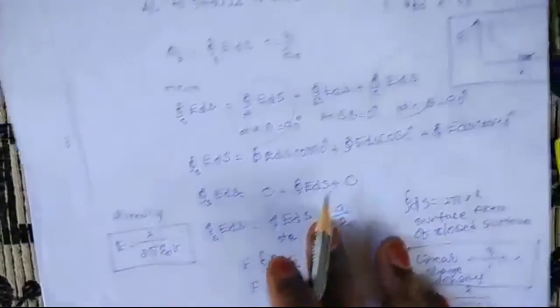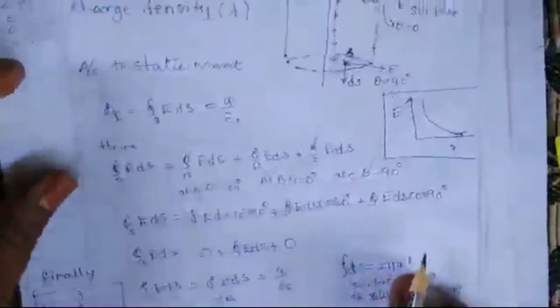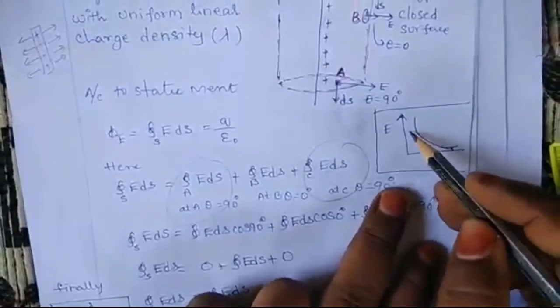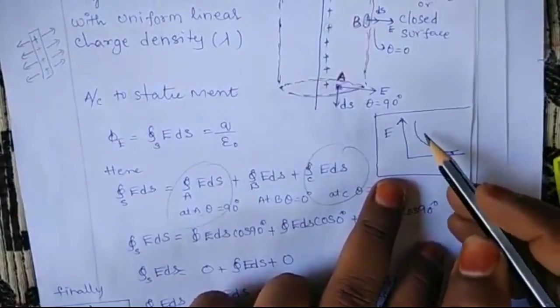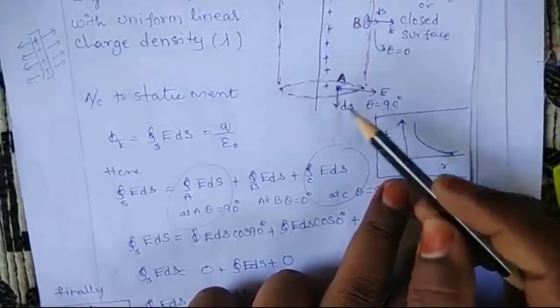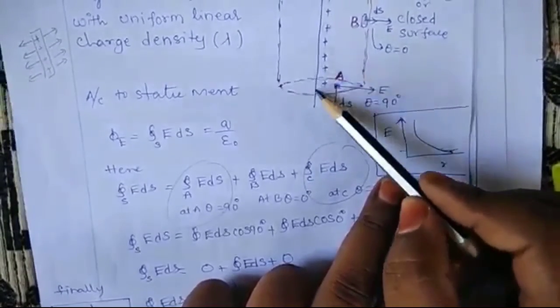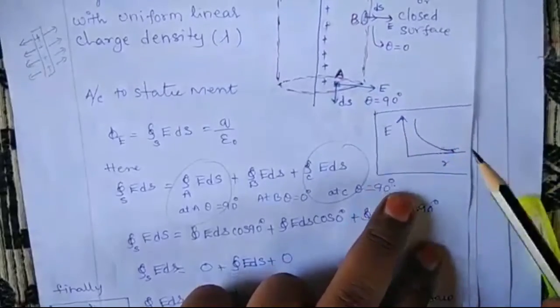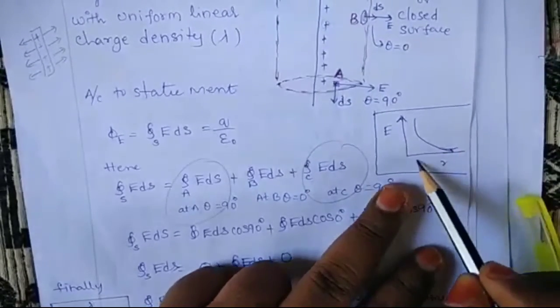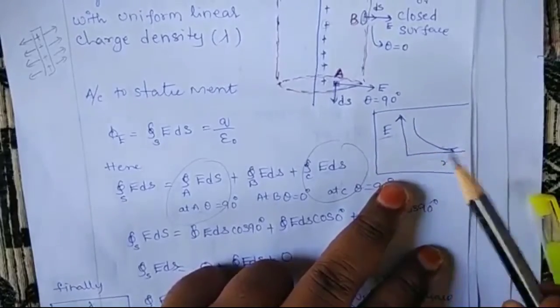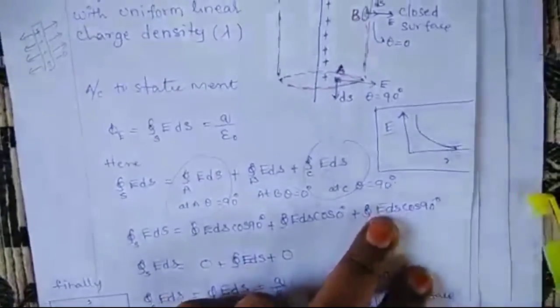So now we can draw the graph between electric field intensity and radius. The electric field intensity varies with respect to r, where r is the distance from the charge to the Gaussian surface. So as r increases, E decreases; the electric field intensity decreases.